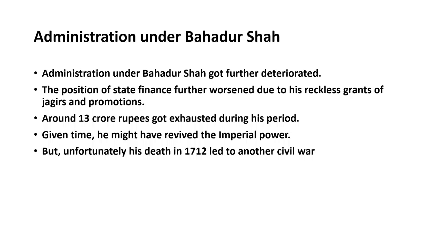Administration under Bahadur Shah. The administration under Bahadur Shah got further deteriorated. He could not ensure a stable income. The royal treasury got worsened because of reckless grants and jagirs granted by Bahadur Shah. During the period of Bahadur Shah, from 1707 to 1712, 13 crore rupees got exhausted from the royal treasury of the Mughals.